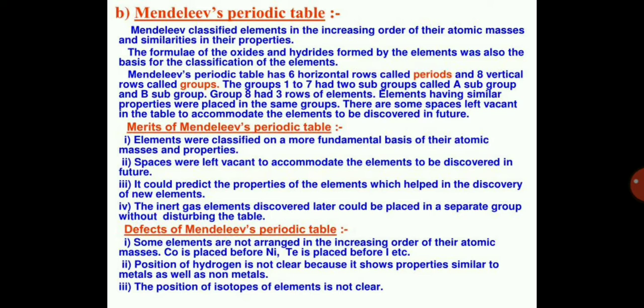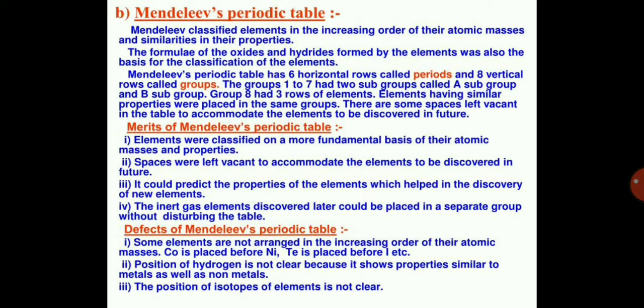Now, on the basis of Mendeleev's periodic law, Mendeleev derived the periodic table. Mendeleev classified elements in the increasing order of their atomic masses and similarities in their properties. The formulae of oxides and hydrides formed by the elements were also a basis for the classification of elements. That is, oxidation and hydrogenation reactions were also a basis: which elements undergo oxidation, which elements undergo hydrogenation. So these are classification bases also.